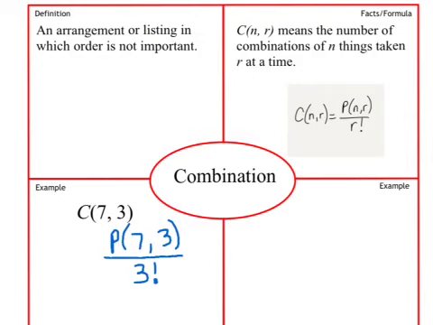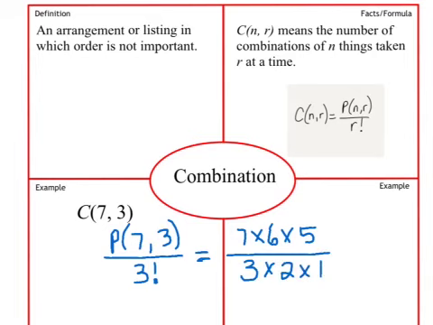And just to review a little bit, our permutation is going to be 7 times 6 times 5. So we're only doing 3 numbers. And then our factorial will be 3 times 2 times 1. So when we find the products of the numerator and denominator, we get 210 over 6. And when that's simplified, we get a combination of 35. So that will be our solution for combination 7-3.